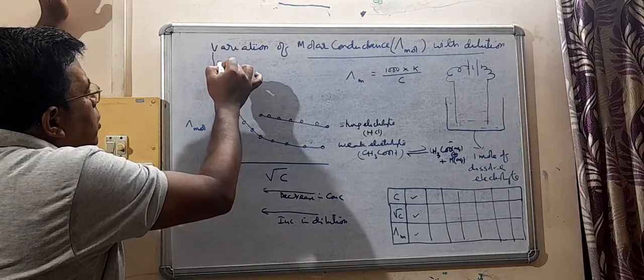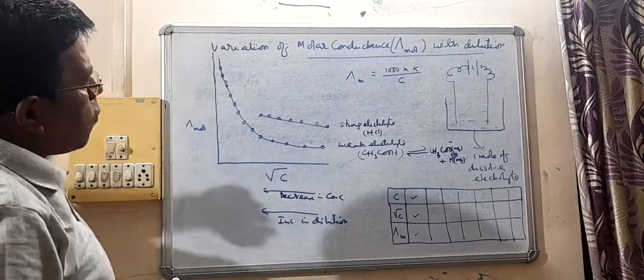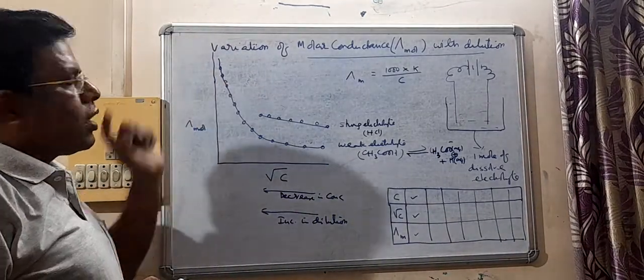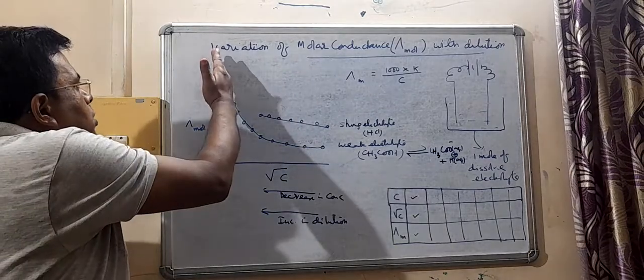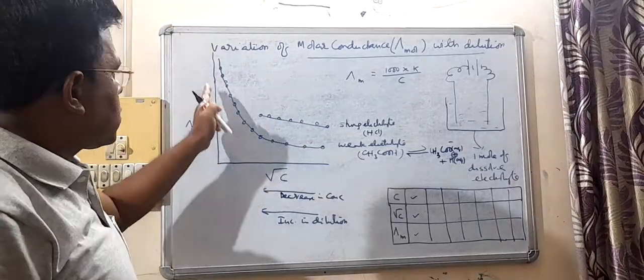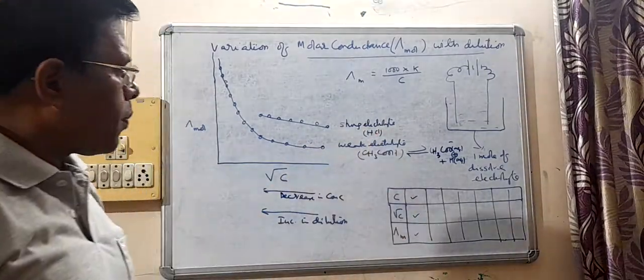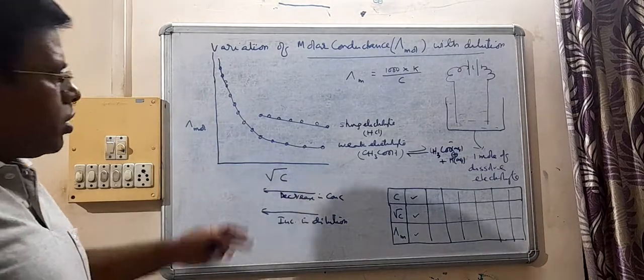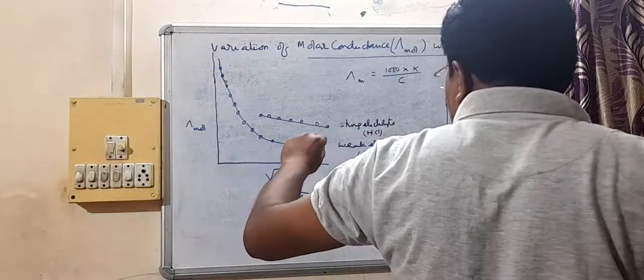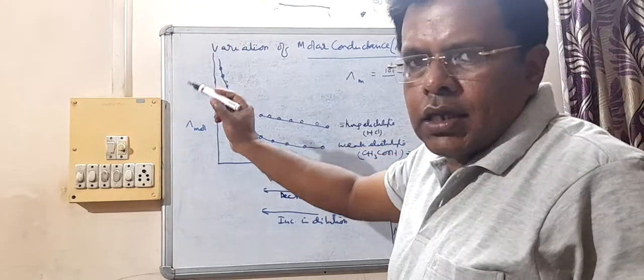It keeps on increasing, but this never touches the y-axis. It gets closer and closer to the y-axis, but it never touches the y-axis. That is seen in the case of a weak electrolyte. So we are able to explain why the graph for a weak electrolyte is like this.